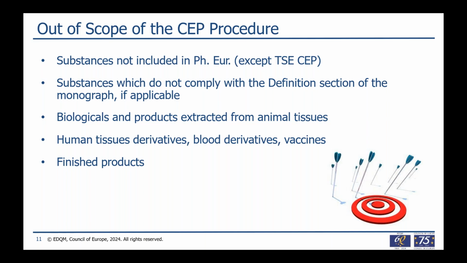Biologicals are also out of the scope of the CEP procedure, as well as tissue derivatives, blood derivatives, vaccines, and finished products.